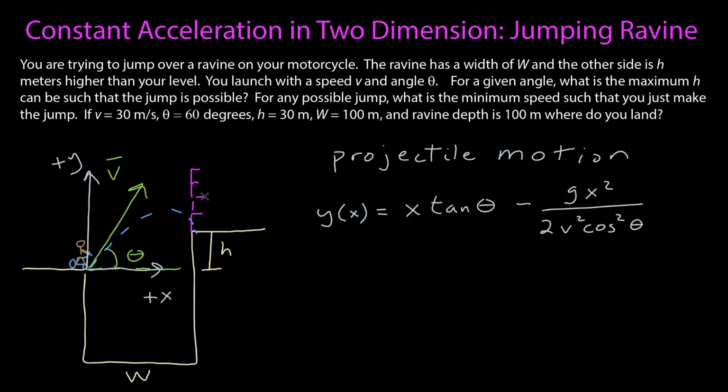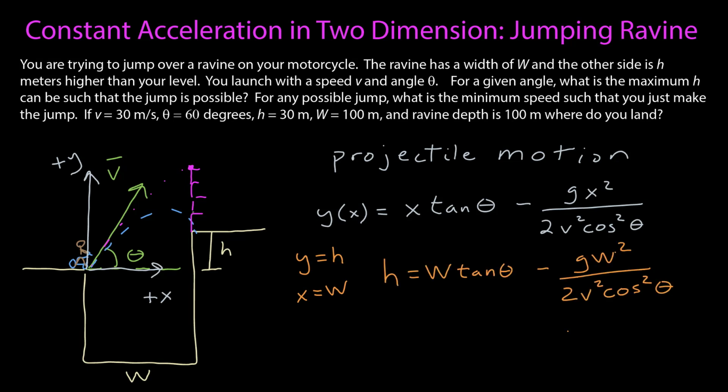What does that mean? First of all, if you just make the jump, if you're right at the limit, that means you're going to make it just on the edge, and any less than that you would have failed. That means that at the end, your y position is equal to h, and your x position is equal to w. So if we substitute those into the projectile motion equation, we get this.